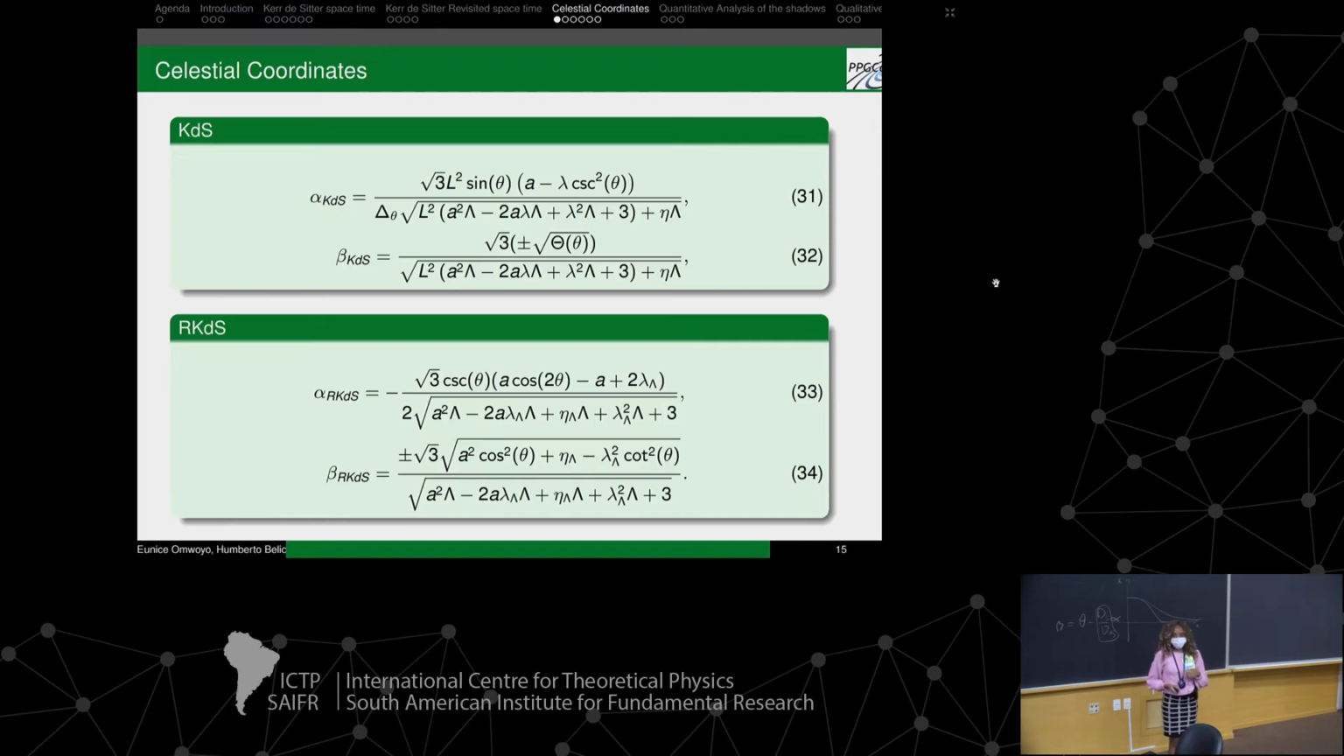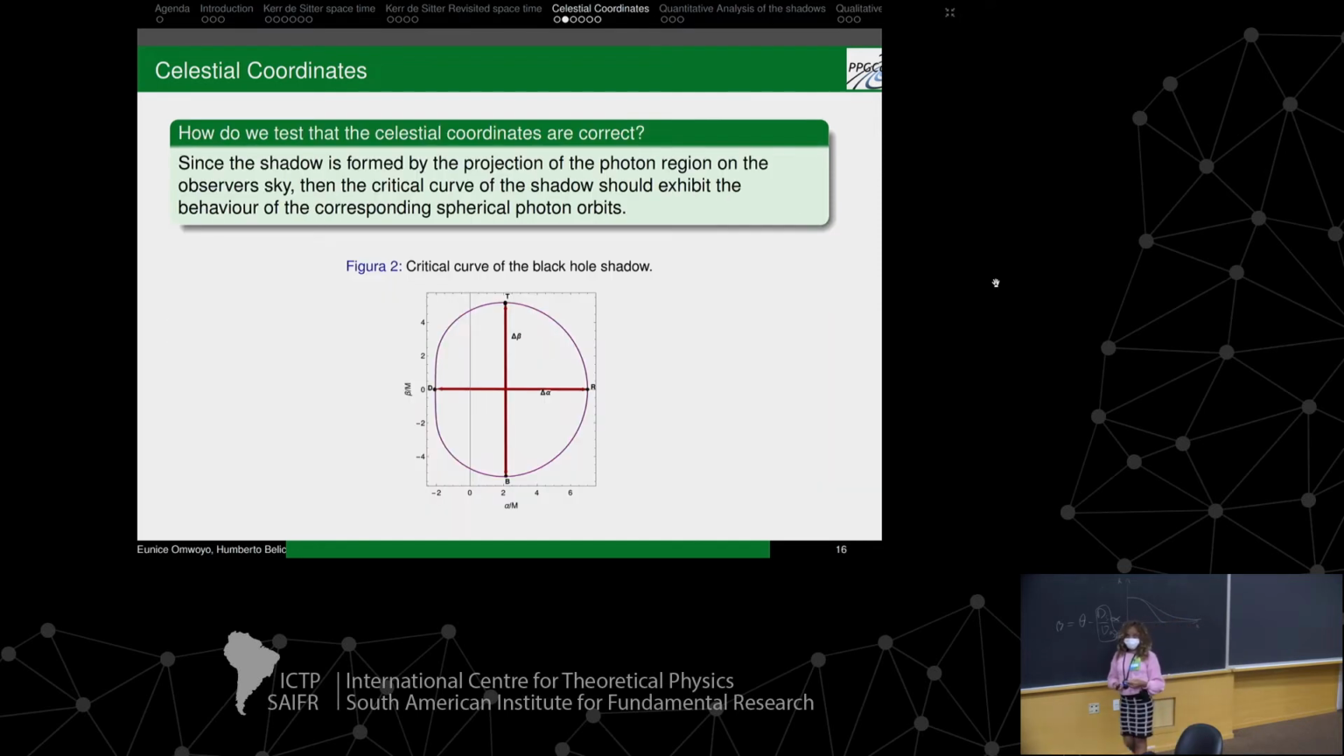And then something you can ask is, okay, you just did that. How do you know that these observers are going to observe shadows that have the right behavior, if I can say so? Remember, here we are considering the spherical photon orbits to make the critical curve, which we are going to study. So if these spherical photon orbits get projected in the sky to make this curve, it has to exhibit the property of the spherical photon orbits that lead to it.